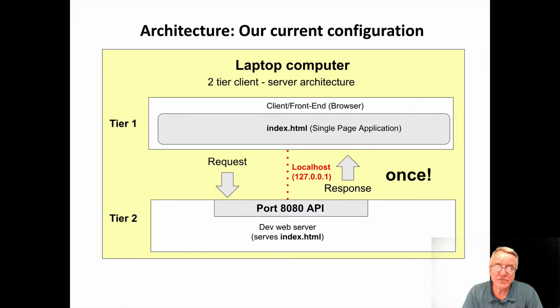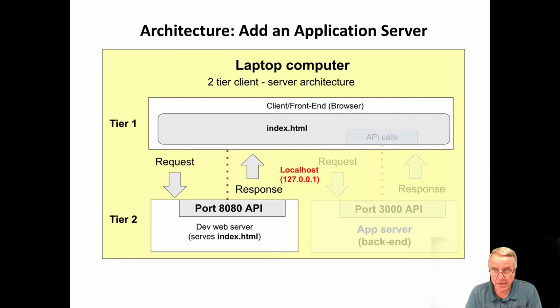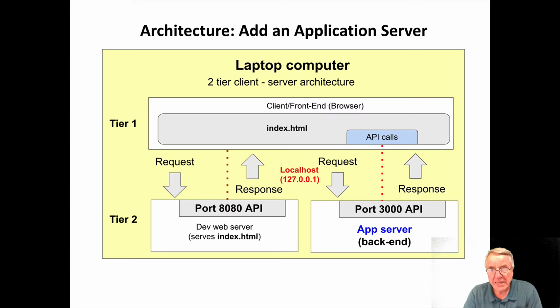And for that we need to define an application server. So what we do now basically is we create a custom server, a server that we program, that then resides next to our development server, and we reach that server through an application programming interface, or API. So our single page app, the index.html page, makes API calls to our application server that runs down here, which we call our backend. And this server we will run on port 3000.